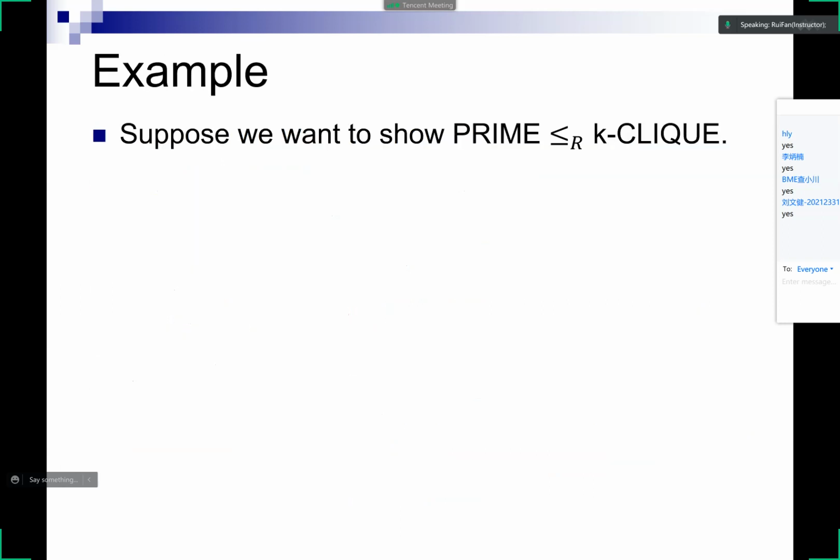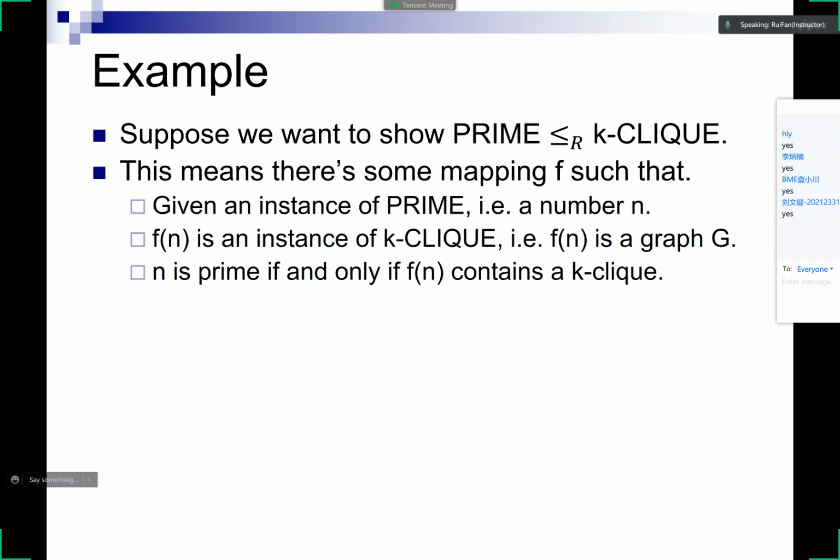Okay, all right, so let's do an example of this. Let's consider these two problems, prime and k-clique. What would it mean to show that prime reduces to k-clique? This means that we have to find some mapping f such that if we have an instance of prime, in other words a number, then first of all, f of n is going to be an instance of k-clique. In other words, f of n is going to be a graph.